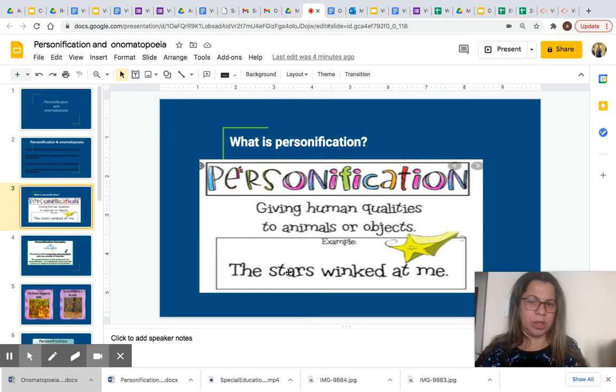An example: the stars winked at me. Can a star wink at you? No. But that's how the writer gave a human quality to the stars when he or she said that the stars winked at me.